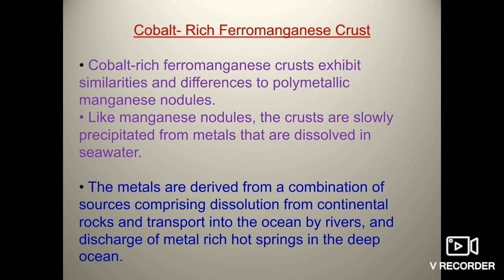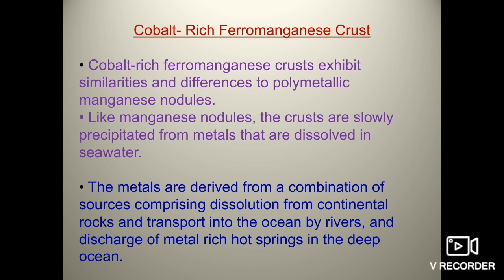And next, very important, is the cobalt rich ferromanganese crust. Cobalt rich ferromanganese crust exhibits similarities and differences to polymetallic manganese nodules. Like manganese nodules, the crust is slowly precipitated from the metals that are dissolved in the seawater.